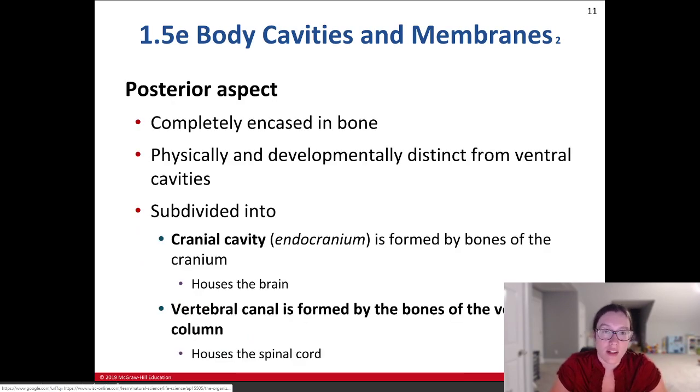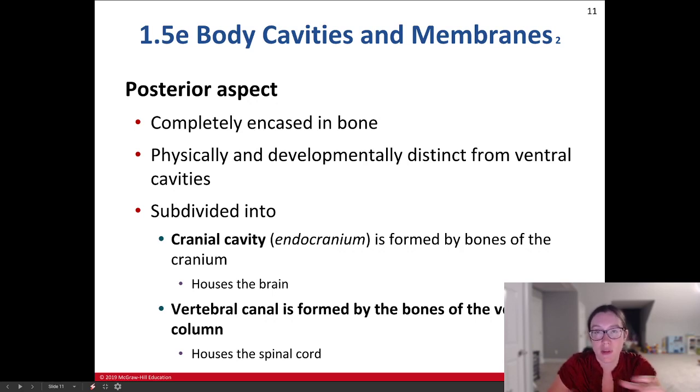So the posterior aspect is the first one we'll talk about, and this is going to be the back part here. It's going to include the cranial cavity, which encloses the brain, as well as the vertebral or spinal cavity, which encloses the spinal cord. These actually develop differently from the ventral cavities, and they are completely encased in bone, right? Because remember that the brain and the spinal cord are part of the nervous system, and they are very delicate. And so the bone is going to help protect them.